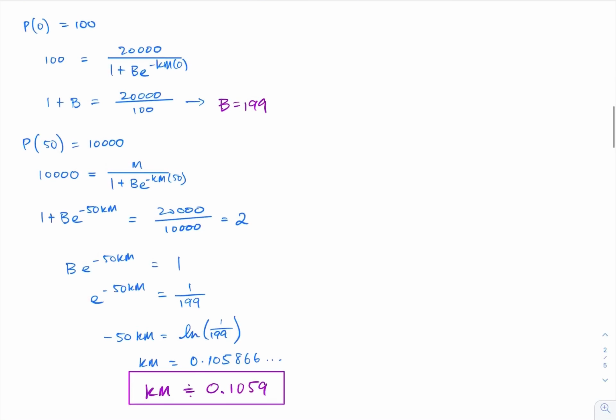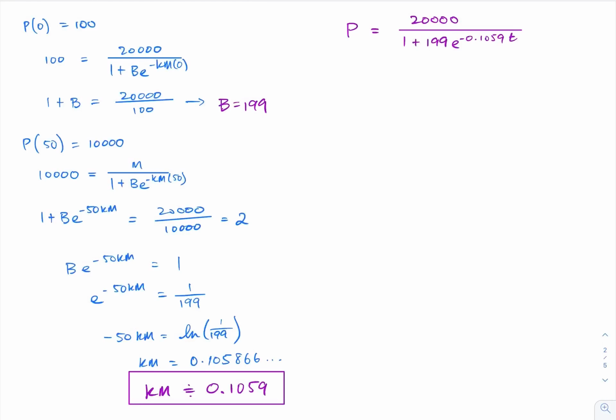Okay, so putting it all together, we've got population P equals 20,000 over 1 plus 199 e to the negative kM, which is 0.1059 t. Okay, so I don't have any letters in there other than P and t. Remember that M is 20,000, so if you wanted to find k by itself, then you divide this number, which is already small, by 20,000, and you get a decimal with a lot of zeros, and that's just annoying.